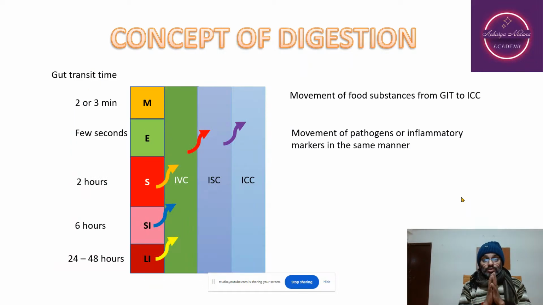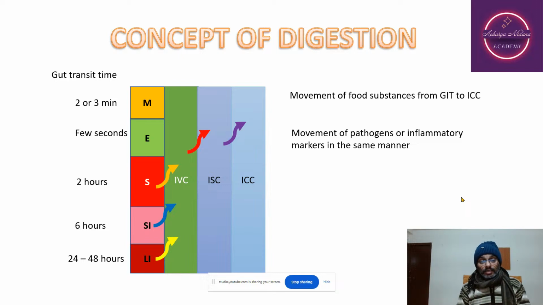And next, the concept of digestion. Before going into the concept of ama, we need to know about the concept of digestion. Here is a schematic representation of the human body. On the extreme left, there is the alimentary canal, which has five main suborgans: mouth, esophagus, stomach, small intestine, and large intestine.